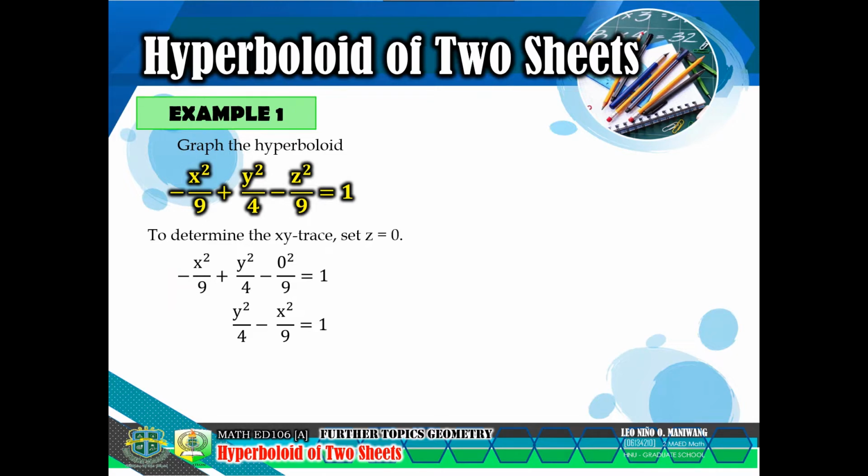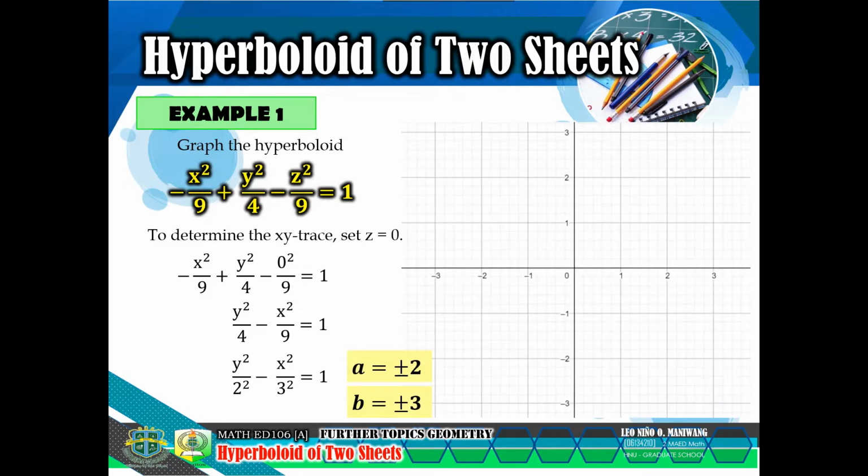This time around, we already have a hyperbola with the formula y squared over 4 minus x squared over 9 is equal to 1. Solving further, we have y squared over 2 squared minus x squared over 3 squared is equal to 1. Now we have the a, which is plus and minus 2, and the b, which is plus and minus 3. We need to remember that since our a is under the y variable, this hyperbola is facing upward and downward. Now we graph.